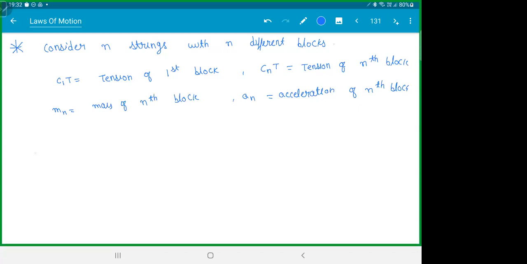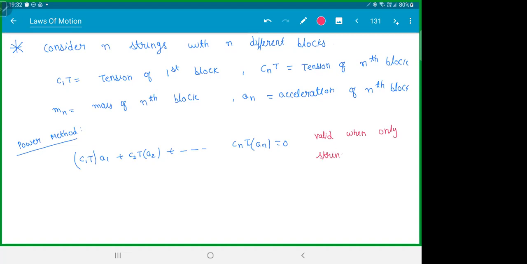Now, using the power method. What is the power method? Tension into acceleration. The product is this: C1T A1 plus C2T A2, and so on till CnT An is 0. Be careful. You can use this only when only strings are present, and the angle between the tension and acceleration should not change.